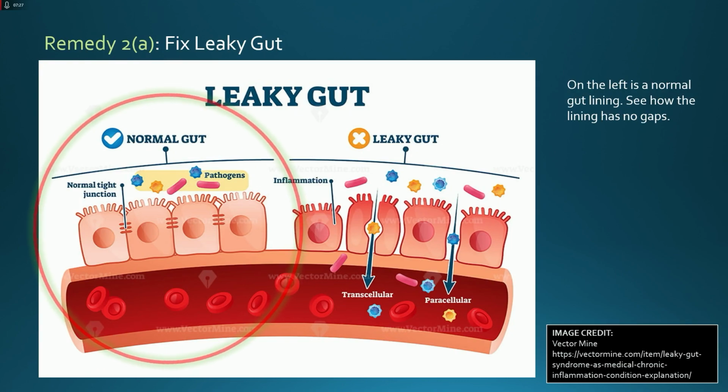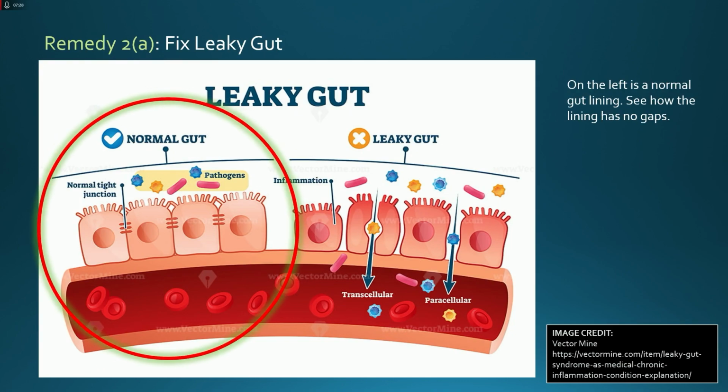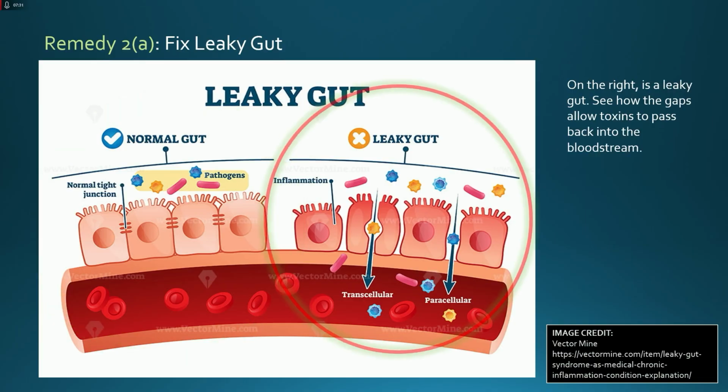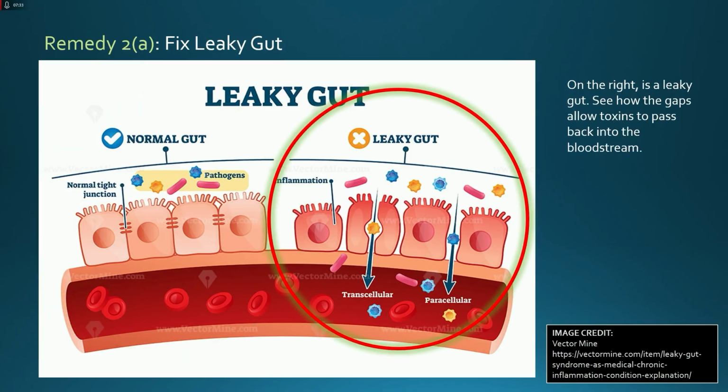On the left is a normal gut lining. See how the lining has no gaps. On the right is a leaky gut. See how the gaps allow toxins to pass back into the bloodstream.